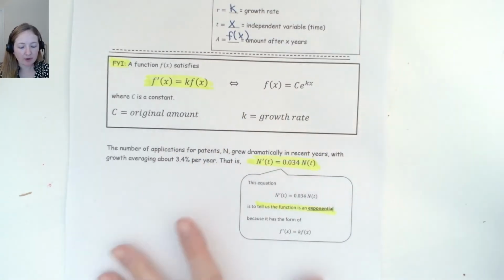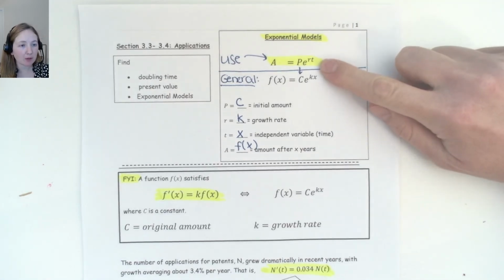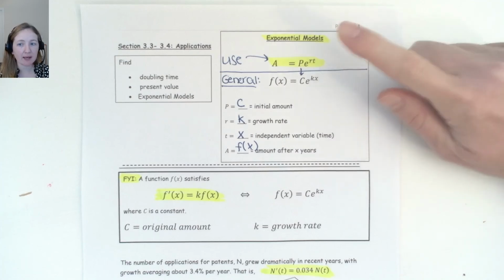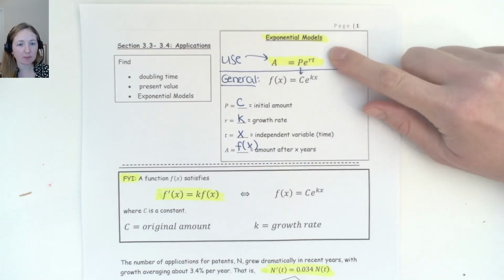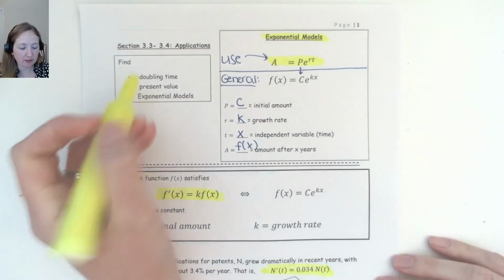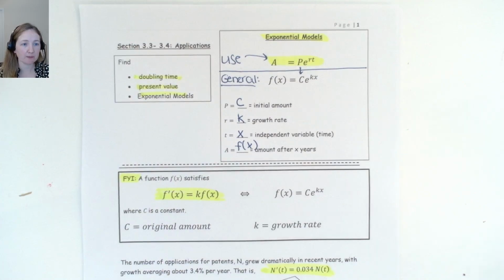So a lot going on there in this page, but really mostly for your information, the one thing that I want you to take away is we're working with the PERT model, which you can of course generalize into c e raised to the kx, but we'll mostly be using the PERT model. And then our three goals for using that PERT model are going to be doubling time, present value, and then of course expanding to more exponential models.